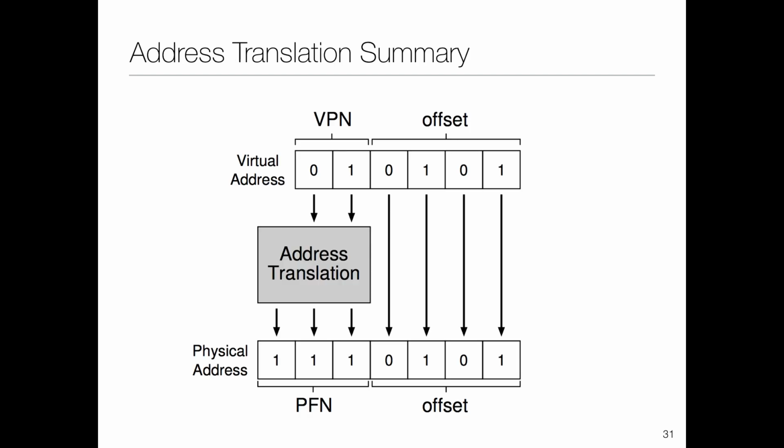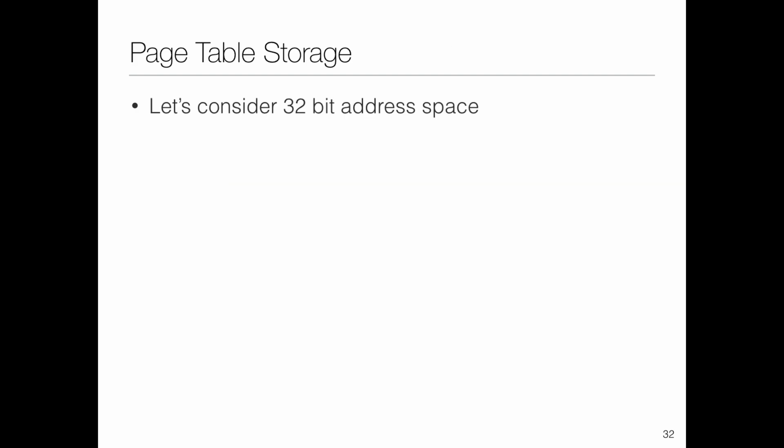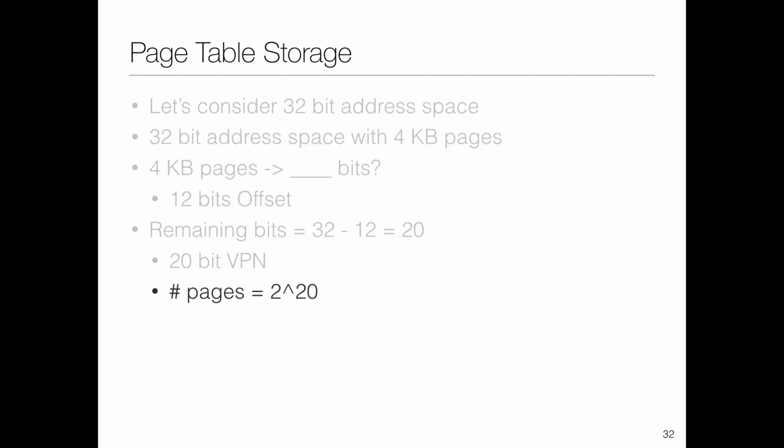Let's go back. So for 2 bits, what is the maximum number of translations that we could require? For 20 bits, 2 to the power 20. It's a huge number of address translations required. So this is clearly not a very optimum design, but that's what we have.